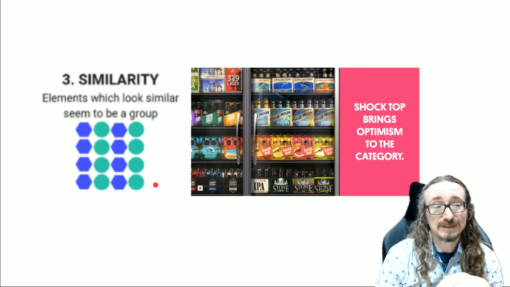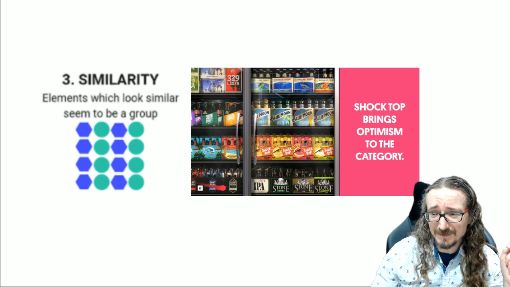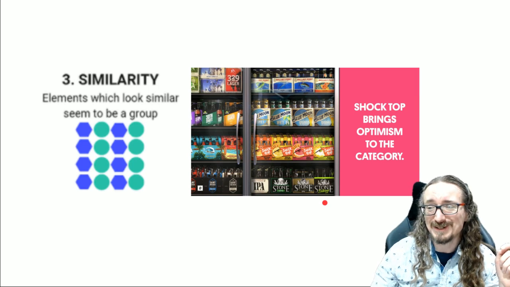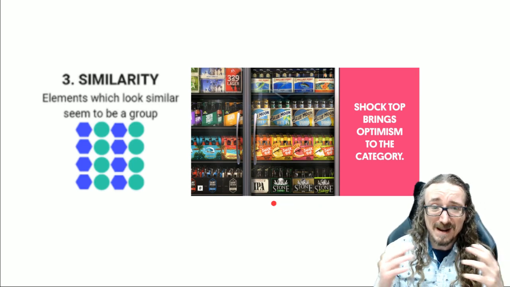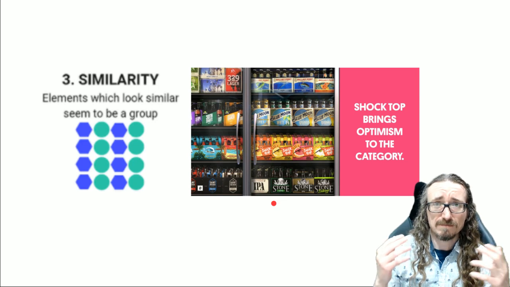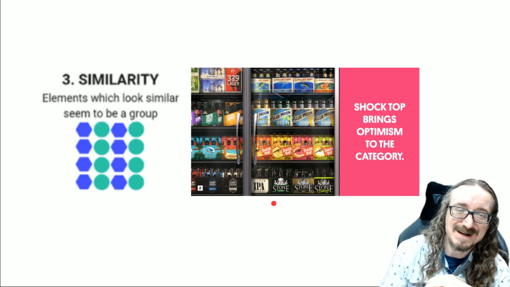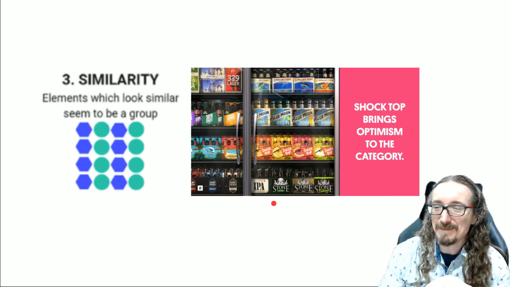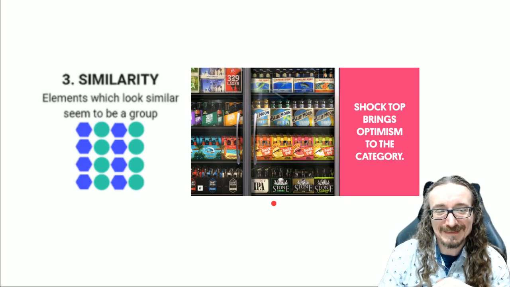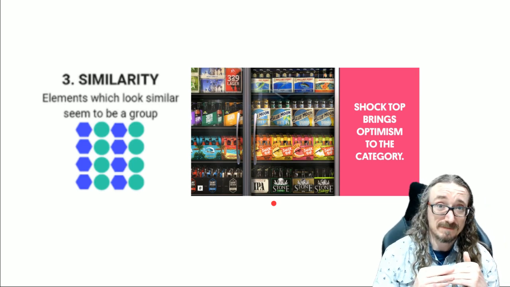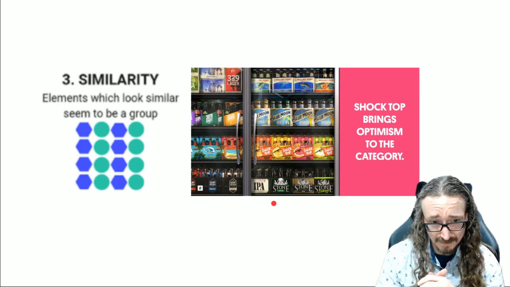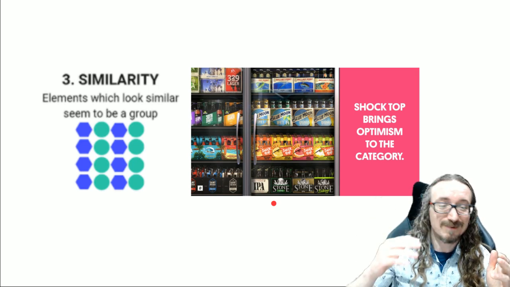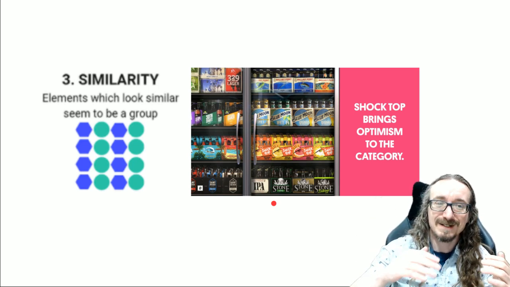Similarity: elements which look similar seem to be in a group. If you like beer or any kind of fancy drinks, you notice there's this idea of the craft brew, the microbrews, versus the Anheuser-Busch's of the world. I think they call them the macro beers. I don't know how much I want to talk about beer here. But anyway, the idea is that there are these big companies like Michelob, the big factory beer basically, but they're trying to make their beers look like craft beer.